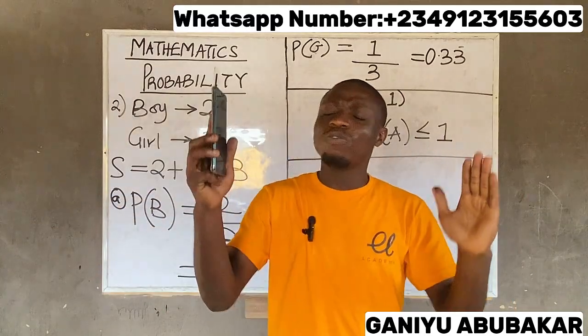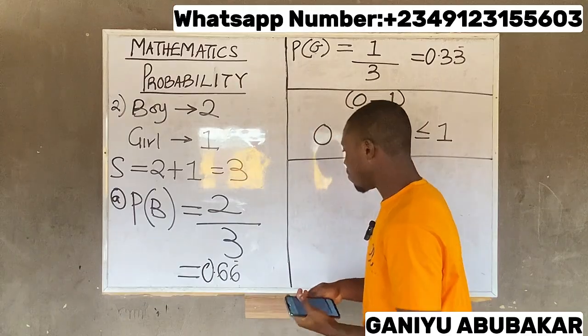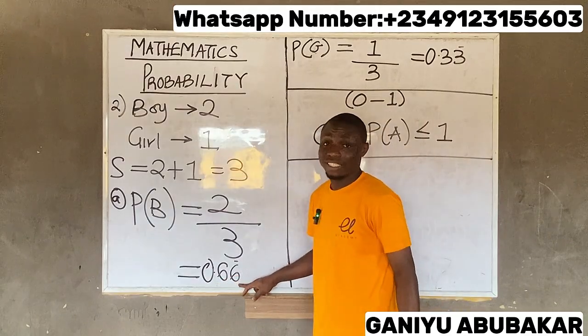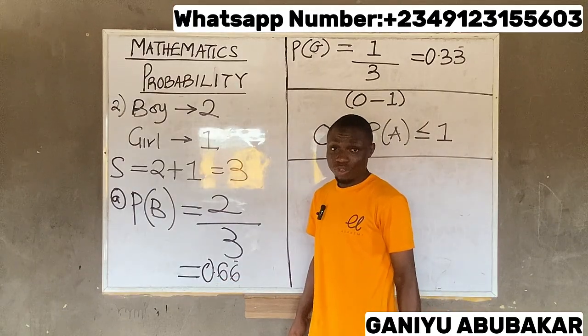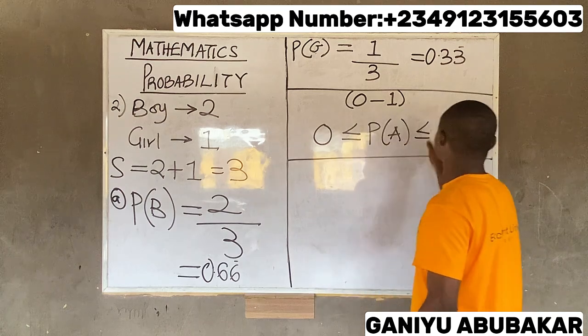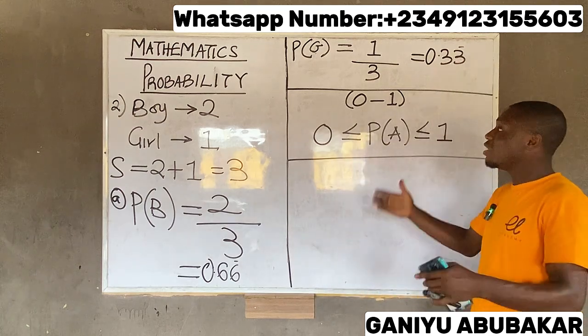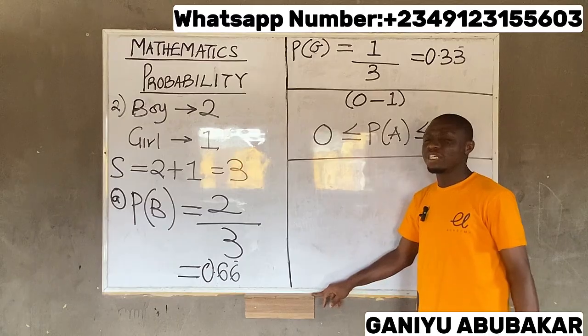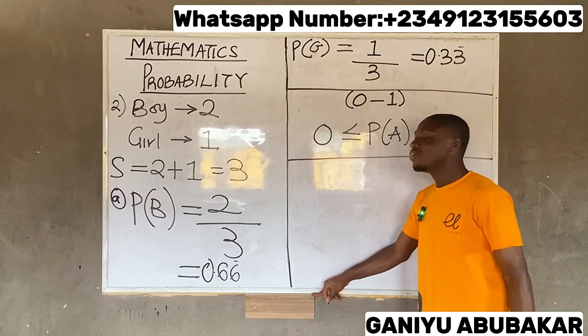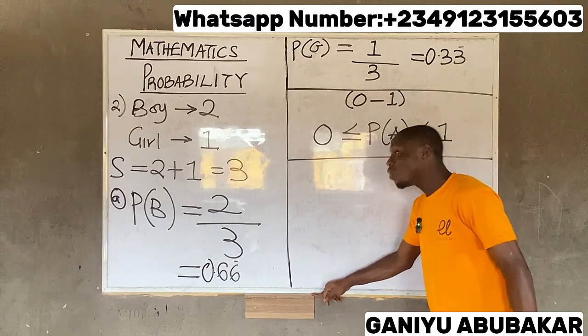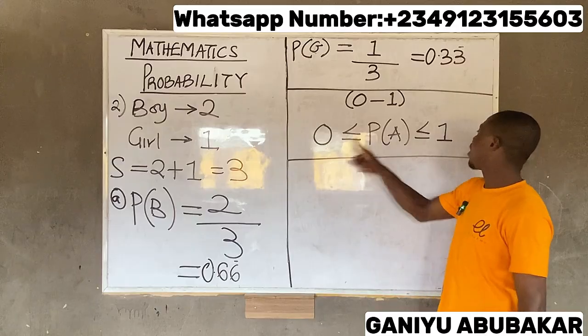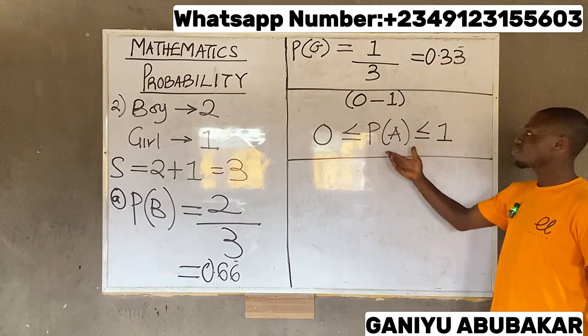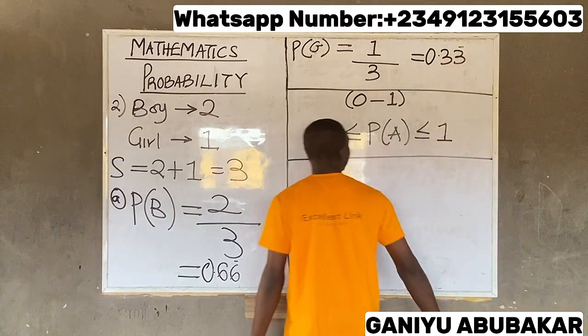It must be within the range of what? 0 and 1. You can see my first answer, 0.66, is within 0 and 1. My answer here was what? 0.33. It's still within the range of 0 and 1. So all your answers in probability must be within 0 and 1, please. All right, that's what I want you to note.